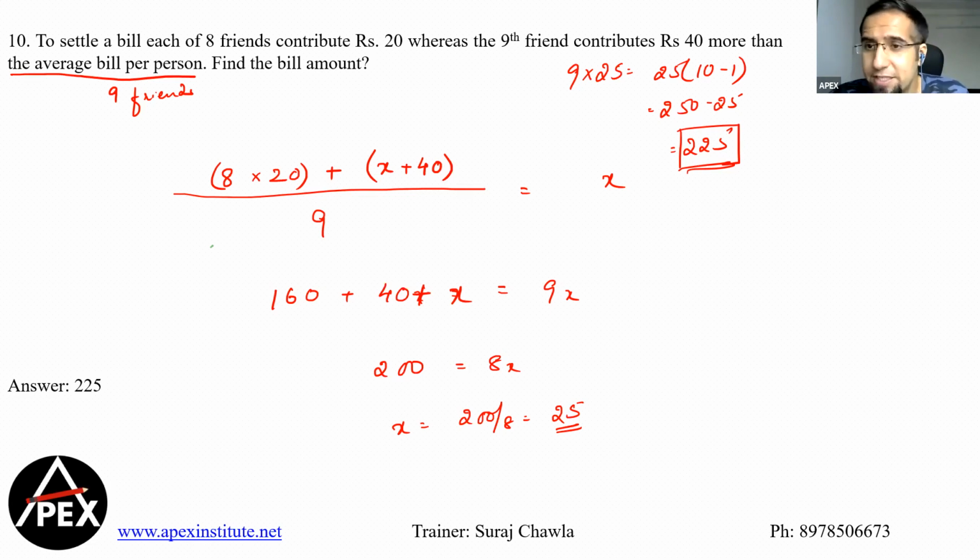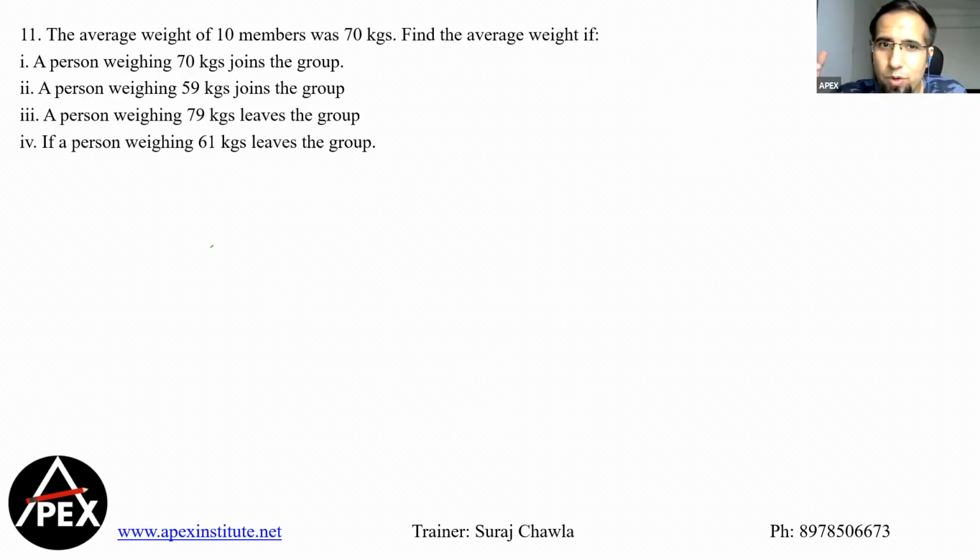Perfect. Clear? So moving forward, guys, to the next question. Now, average is an equal distribution. Apply. Easy methods. Easy. Okay.